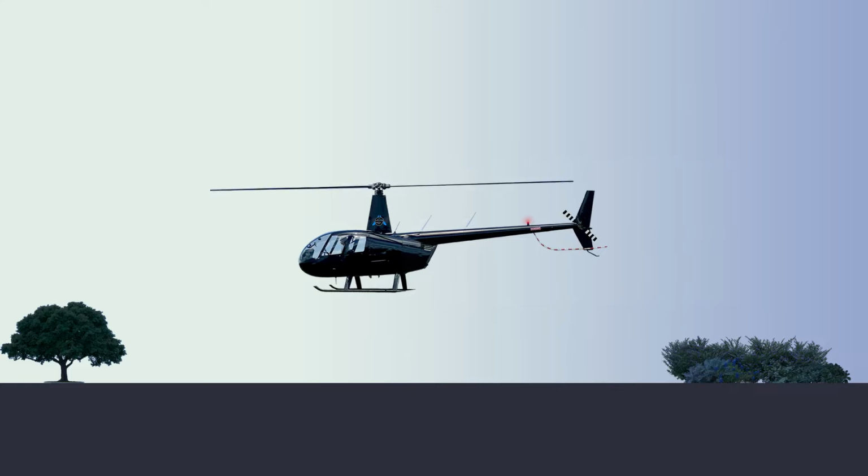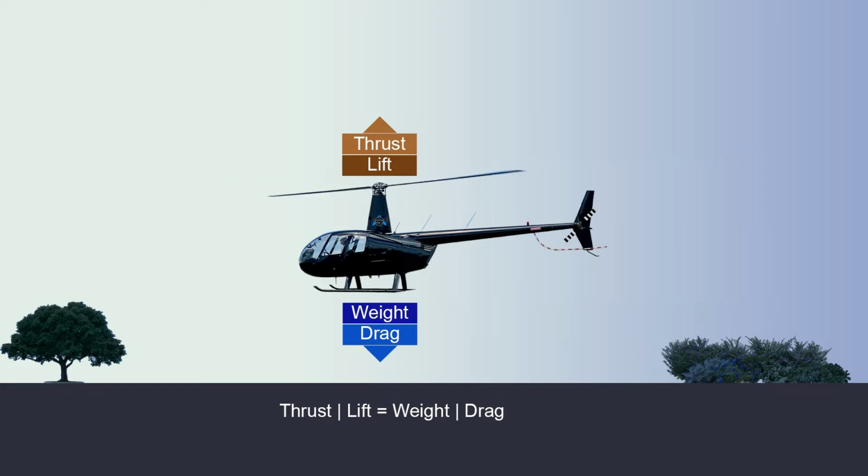During hovering flight, a helicopter maintains a constant position over a selected point, usually a few feet above the ground. For a helicopter to hover, the lift and thrust produced by the rotor system acts straight up and must equal the weight and drag, which acts straight down.